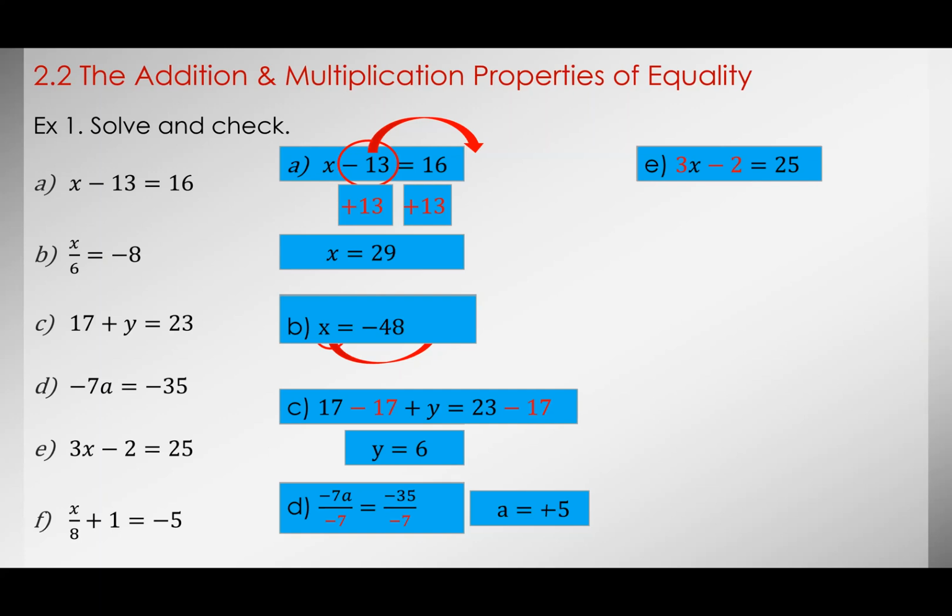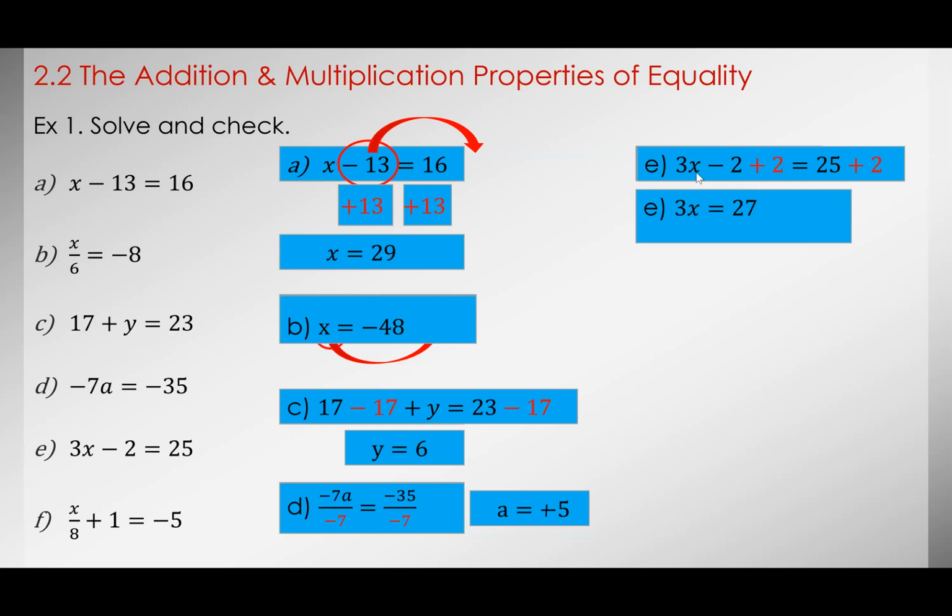So looking at this, the first thing you want to get rid of is the -2. And if it's -2 on this side, to get rid of it I need to add 2. Again, if I add 2 on one side, I need to add 2 on the other side. In this case, my new problem after I get rid of this 2 is 3x equals 27. -2 plus 2 equals 0, so I don't need to put a 0. And 25 plus 2, you all know, is 27.